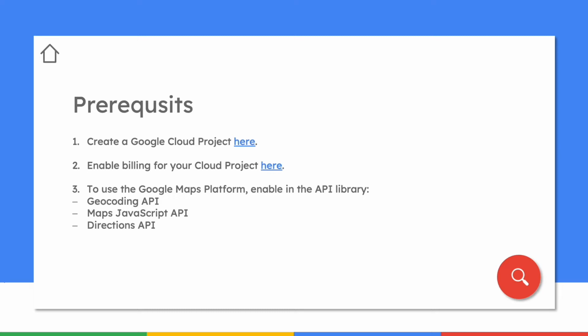And last but not least, in order to use the Google Maps API, as I will do in this tutorial, you need to enable 3 APIs in the API library. The first one, the Geocoding API, the second one, the Maps JavaScript API, and then the Directions API.